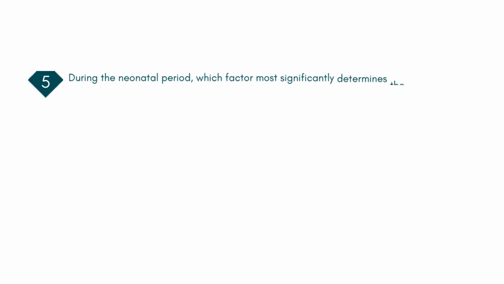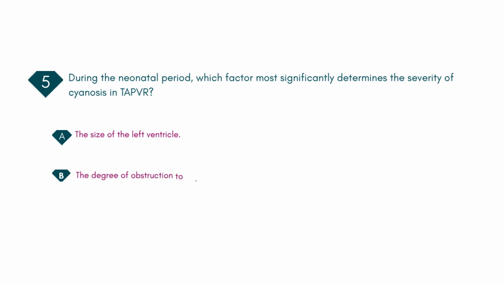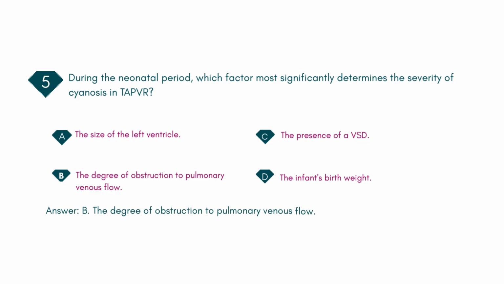During the neonatal period, which factor most significantly determines the severity of cyanosis in TAPVR? A. The size of the left ventricle. B. The degree of obstruction to pulmonary venous flow. C. The presence of a VSD. D. The infant's birth weight. Answer: B. The degree of obstruction to pulmonary venous flow.